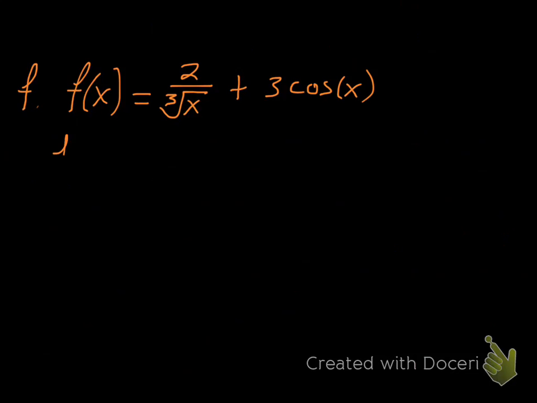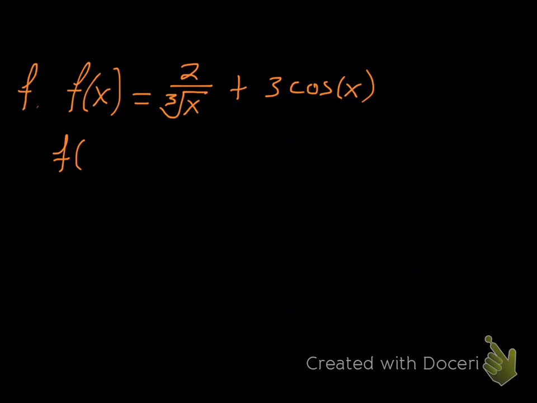Alright, I think we got 1 or 2 more. Letter F was f equals 2 divided by cube root of x plus 3 cosine x. So for whatever reason, I really liked cosine when I was making these examples up, but it's fine. You can put a sine in there if you want. Derivative of sine is cosine.